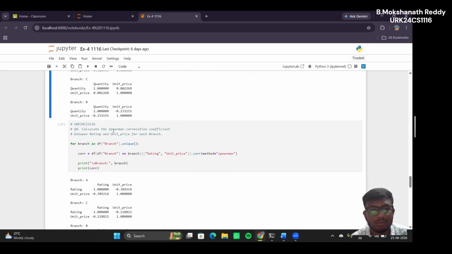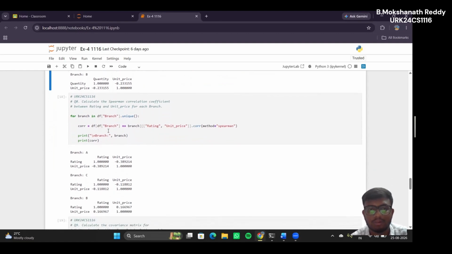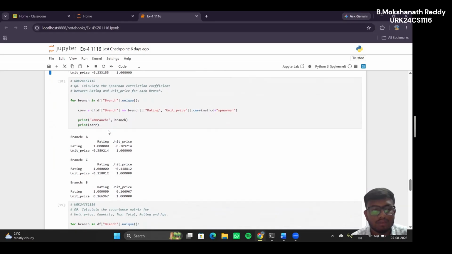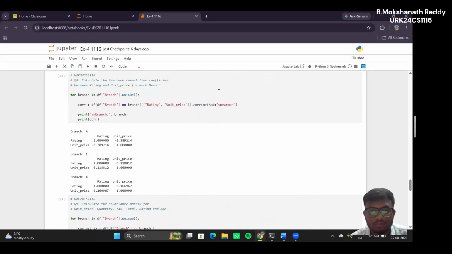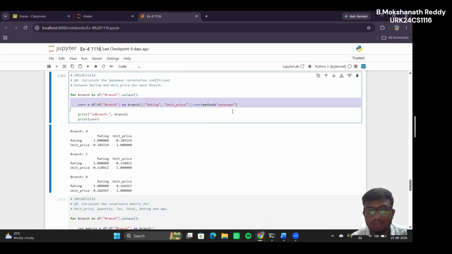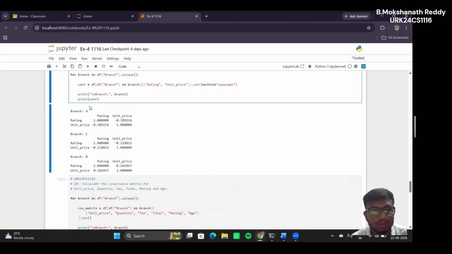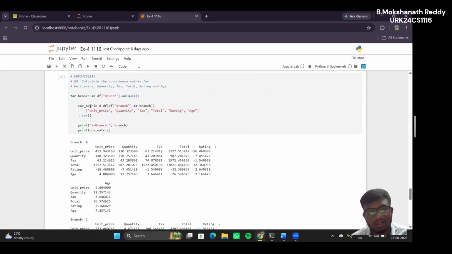Calculate the Spearman correlation coefficient between rating and unit price for each branch. It will select the rating and unit price. With the same correlation method, we take the method as Spearman. And the output is shown here for branches A, B, and C, between rating and unit price. And next, we'll discuss the ninth question.